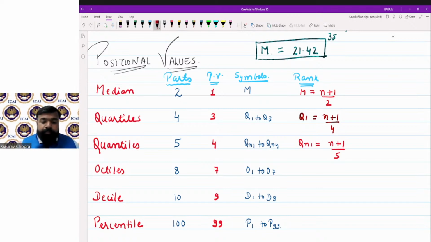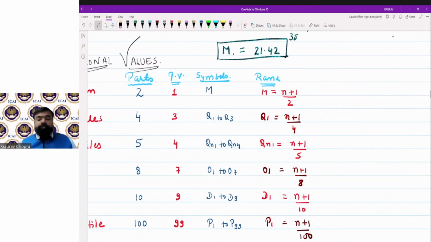Okay. Then O1, the first octile, is n plus 1 upon 8, because 8 parts are there. D1 is n plus 1 by 10, and then P1 is n plus 1 by 100. So these many parts are there. These are the ranks.